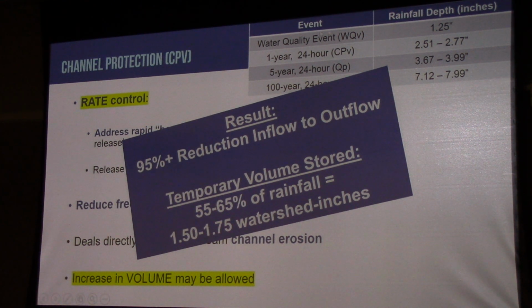But really, to achieve that goal, you need to store about 55 to 65% of the rainfall. And that, again, depends on how much impervious cover you have in your watershed. But it ends up only being about 1.5 to 1.7 inches. So we were talking earlier about having to manage about 1 inch for the water quality volume. Well, now you're talking about 1.5 inches or 1 3/4 to do something that seems to be pretty important from the hydrograph math side of the equation.